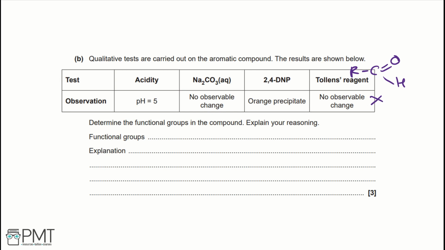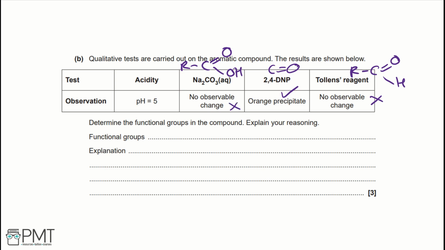2,4-DNP is a test for a carbonyl group. And the positive test for a carbonyl group is an orange precipitate, which the person has observed. Therefore, there is a carbonyl group. Sodium carbonate is a test for a carboxylic acid. Here I'm drawing the general structure of a carboxylic acid. If there was a carboxylic acid present, the observation would be effervescing or fizzing. But there's no observable change, so there's no carboxylic acid.